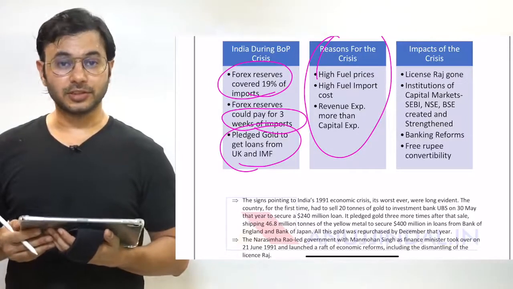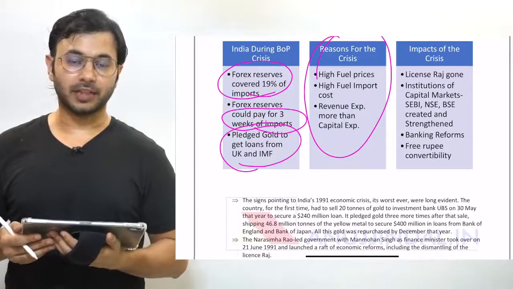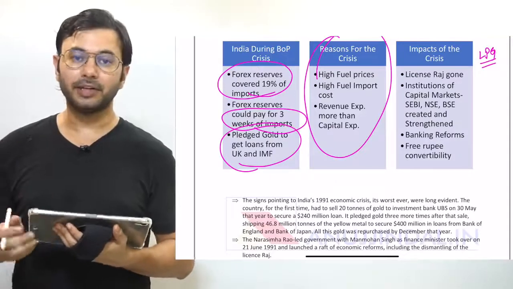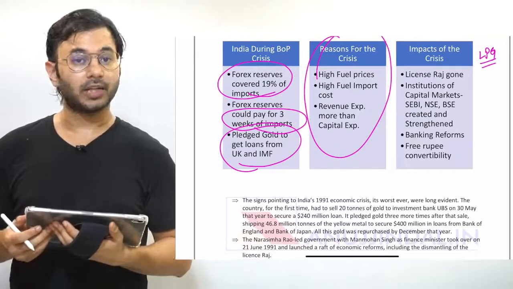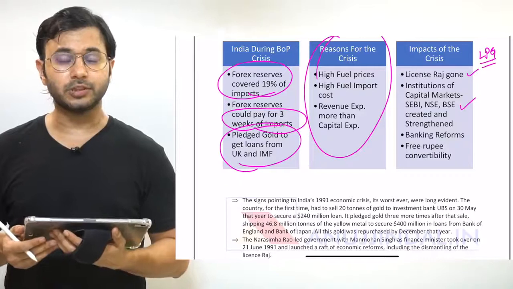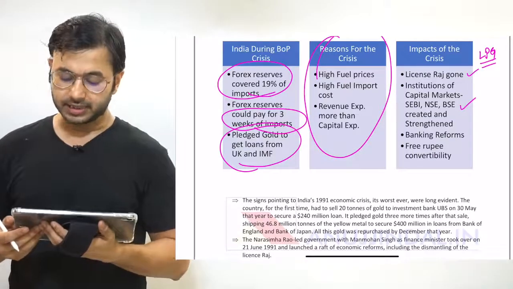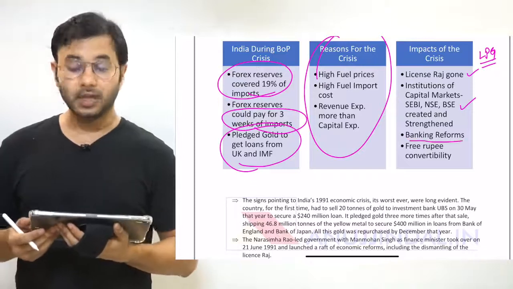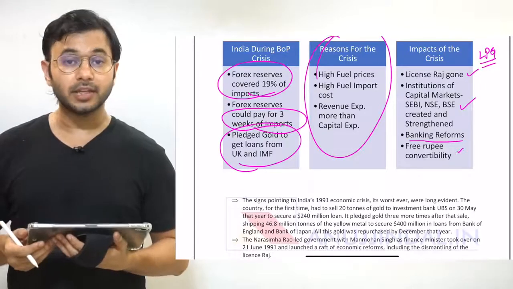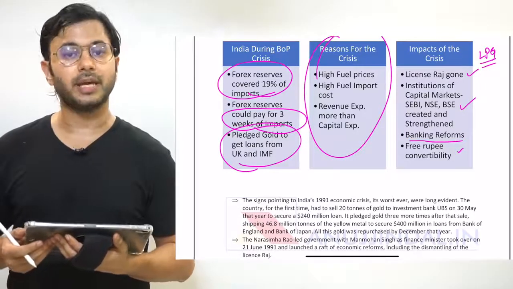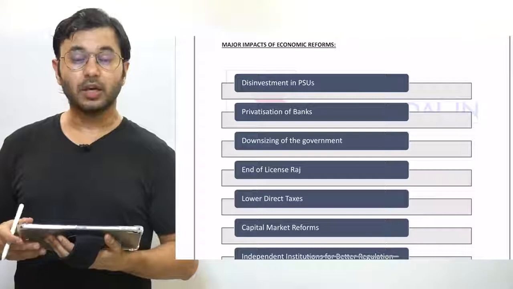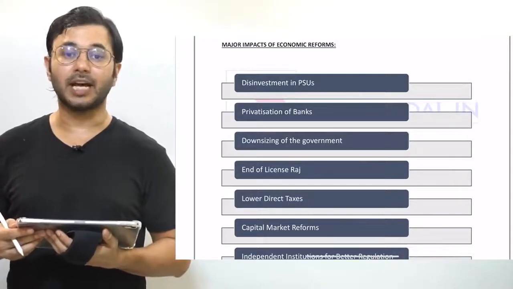What are the positive results of the crisis? India undertook a lot of reforms after 1991, which were commonly called LPG reforms, or liberalization, privatization and globalization reforms. Under these reforms, the license Raj was scrapped. Under these reforms, a lot of institutions of capital markets in India like SEBI, NSE, BSE were created or strengthened. Under these reforms, nationalization took a backseat and private banks were given licenses. And under these reforms, current account convertibility became a reality, which means you could export and import without any government intervention.